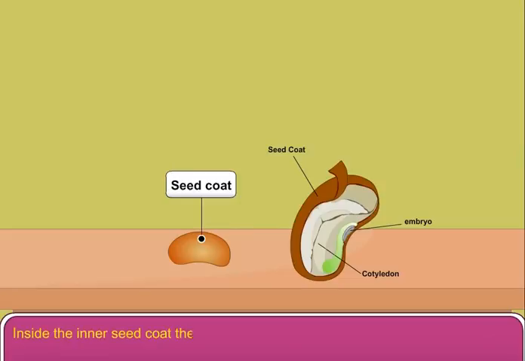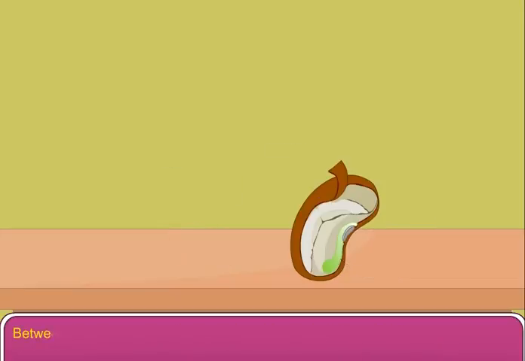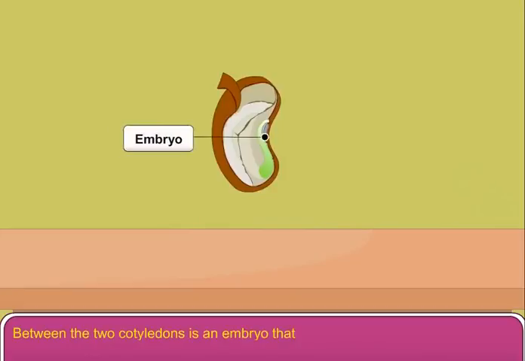Inside the inner seed coat, there are 2 thick and large parts known as cotyledons. Cotyledons store the food for the growth of the new plant. Between the 2 cotyledons is an embryo that grows to form the new plant.